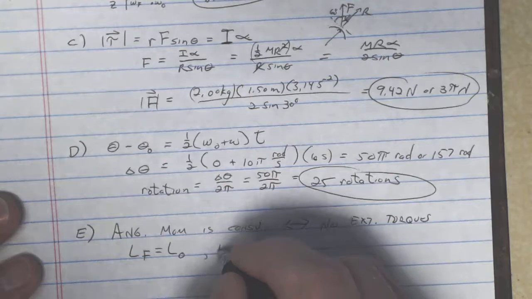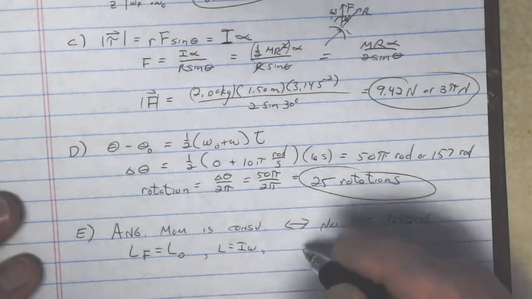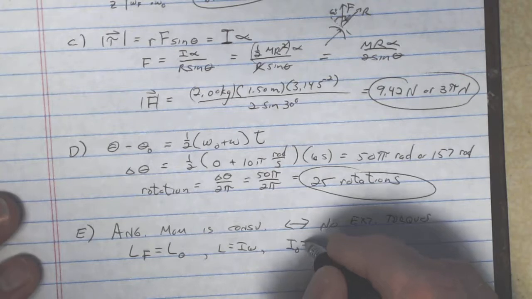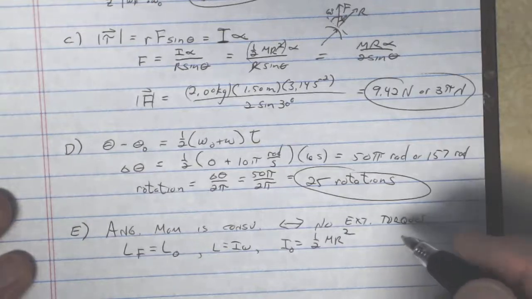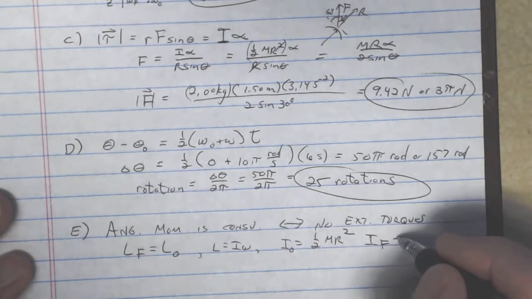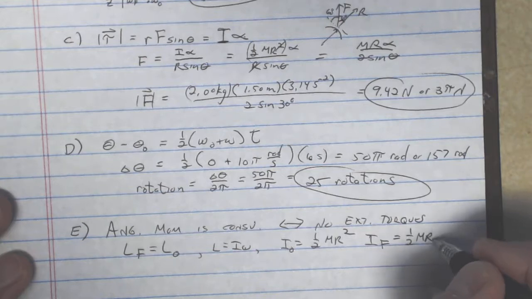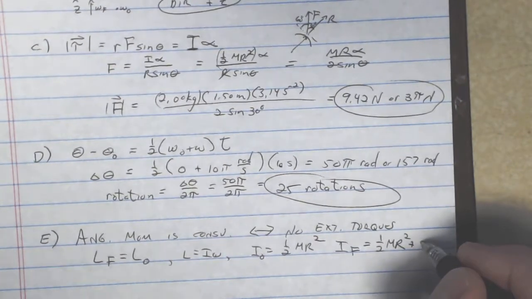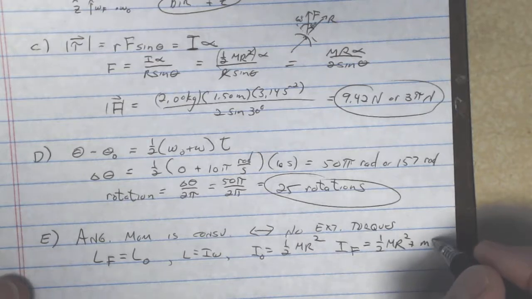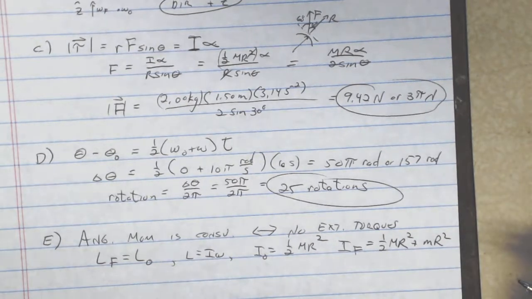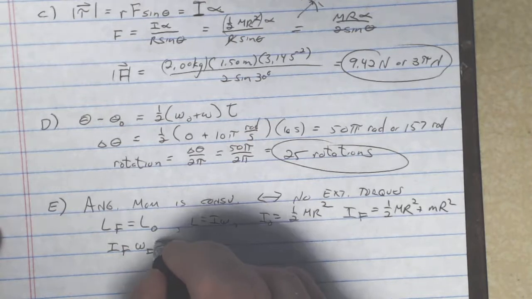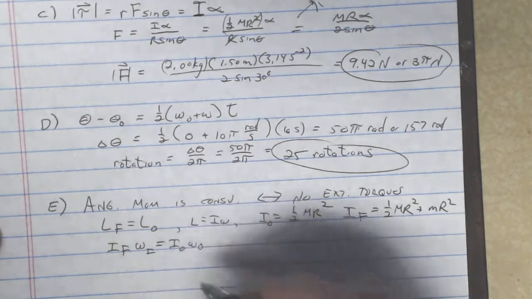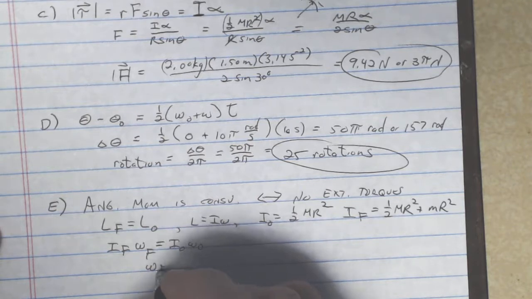L, of course, with L equals I omega. So we need to get the initial moment of inertia. Well, that's just the moment of inertia of the disk, 1/2 M r squared. The final moment of inertia is the disk, 1/2 M r squared, plus a point mass at the edge of the disk, plus little m r squared. So now we can write out L final equals L initial, so I final omega final equals I naught omega naught.